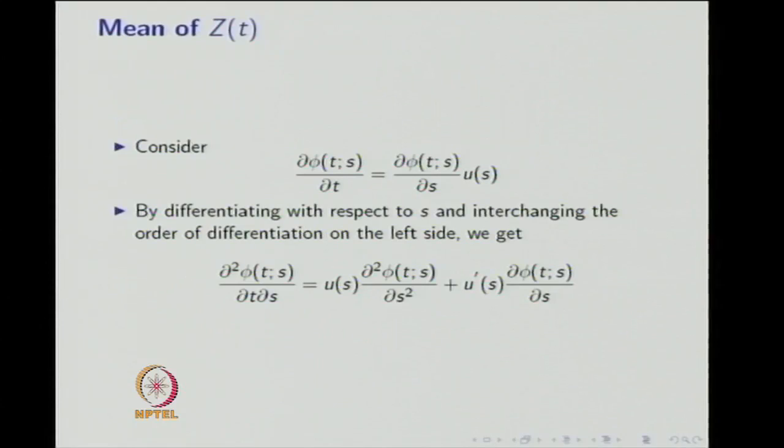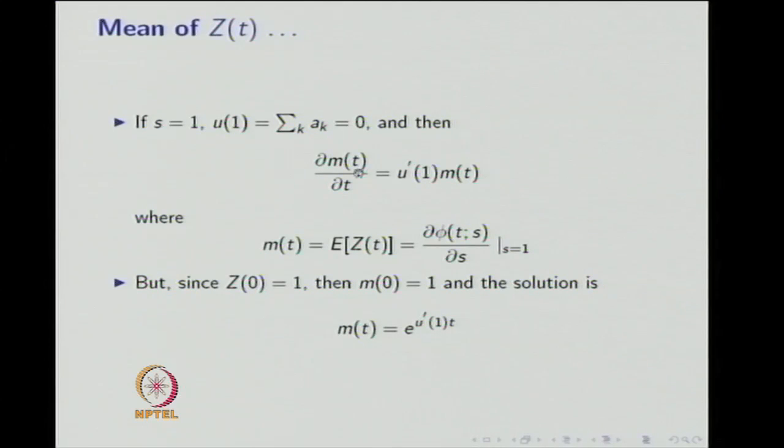Therefore, this equation becomes dm of t by dt is equal to u dash of 1 times m of t, since m is a function of a single variable. So, this is an ordinary differential equation, where m of t is the mean of z of t. But since z of 0 is equal to 1, m of 0 is also 1. Therefore, you can solve this ordinary differential equation with the initial condition m of 0 equal to 1. Hence, the solution will be m of t is equal to e power t times u dash of 1.